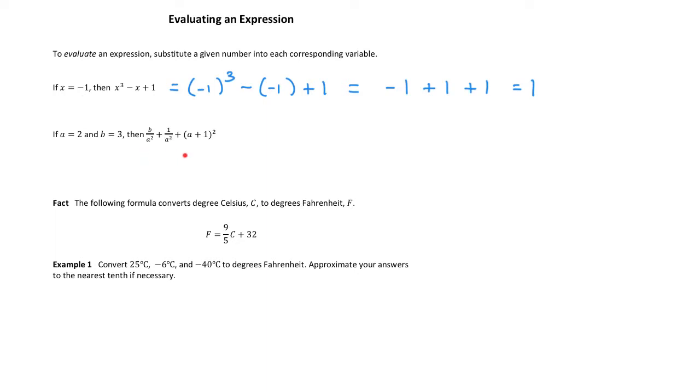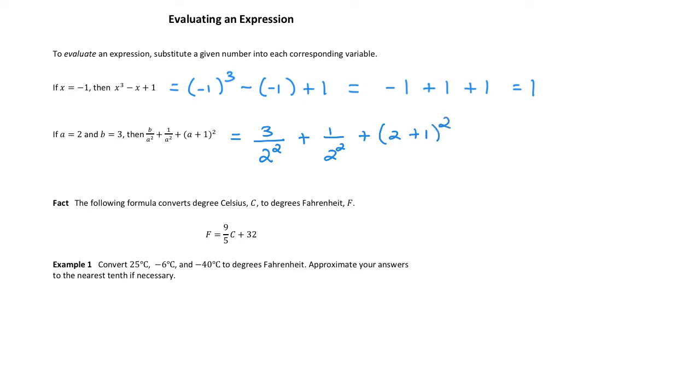Now your expression could be more complicated. Maybe it has 2 or 3 different variables, like this next one here. We're going to evaluate b over a squared plus 1 over a squared plus a plus 1 squared. But for this to work, there's a's and b's, so we have to have numbers for both of those variables. So for this one, I don't think I have to be as careful with the parentheses because there are no negative numbers. By that I mean, I'll put 3 in place of the b, then we have 2 squared plus 1 over 2 squared plus 2 plus 1 squared.